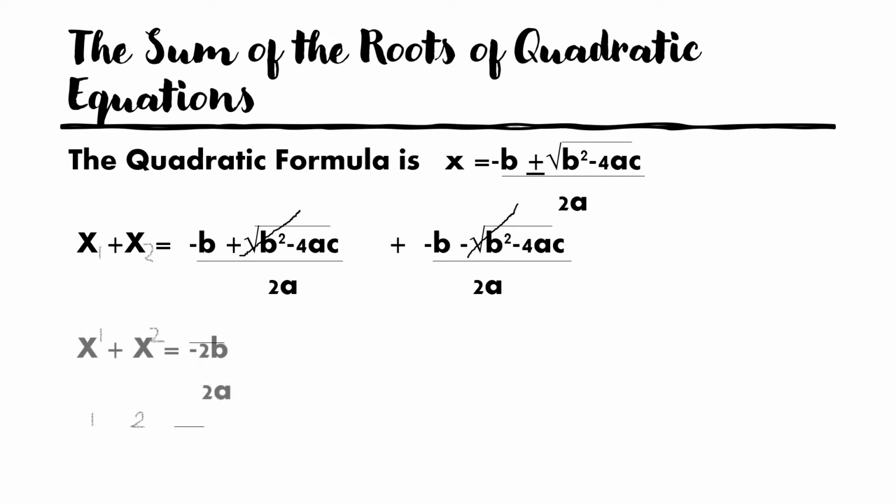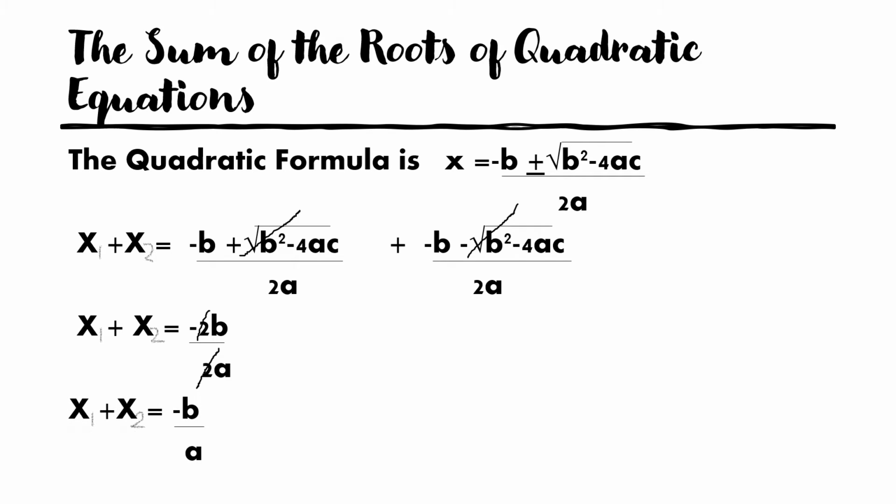So what is left now is negative 2b all over 2a. Still, we can simplify this. We can cancel this 2 here, and therefore, x sub 1 plus x sub 2 is equal to negative b over a. So now, this is the formula in finding the sum of the roots of a quadratic equation. Just remember this one: negative b over a.